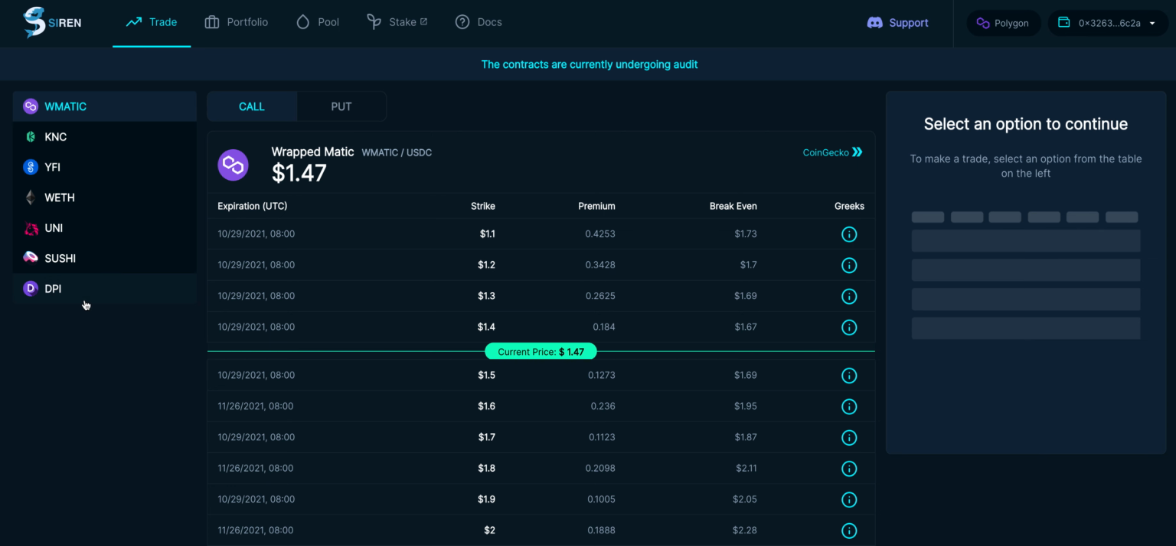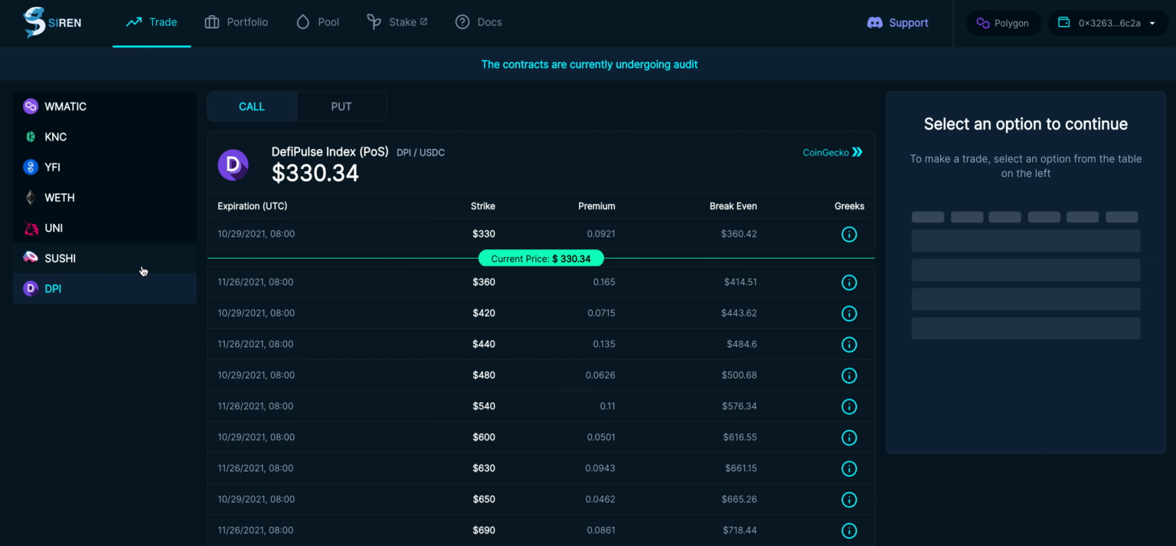Something that's really interesting is this DeFi Pulse Index, DPI. You can think of DeFi Pulse Index as an ETF of DeFi tokens that is run by TokenSet. And again, the flexibility of DeFi options is that you can now trade this sort of DeFi ETF index options, which you can't really find anywhere else.